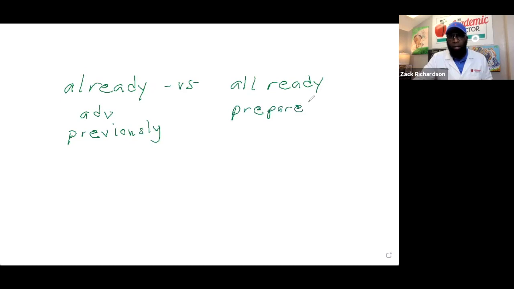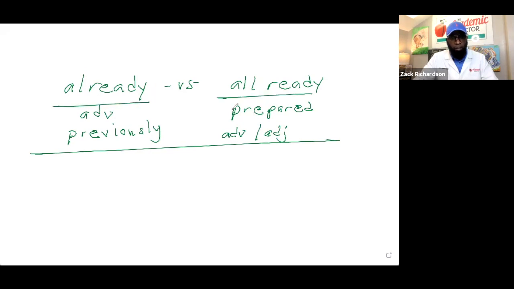This all ready represents prepared. You are prepared. I am all ready for this exam. Ain't nothing going to stop me. I practice, I study, I've been doing my work. I've read Mrs. Zach's crazy words. I'm ready for this test. All ready means prepared. The already is one part adverb and one part adjective. Okay, that's already.